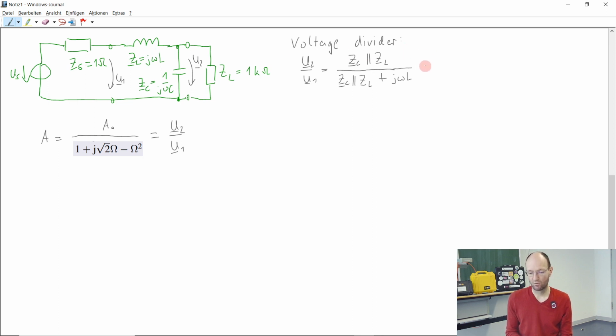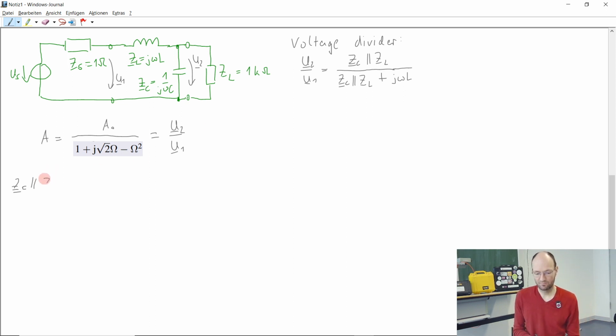Okay, so yeah, then I would suggest to simplify maybe this expression a little bit. So ZC parallel to ZL is how to calculate the parallel circuit of two impedances.